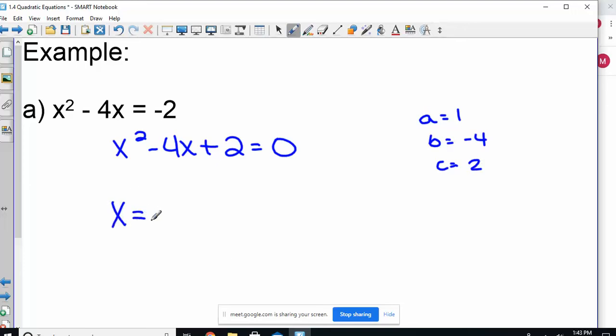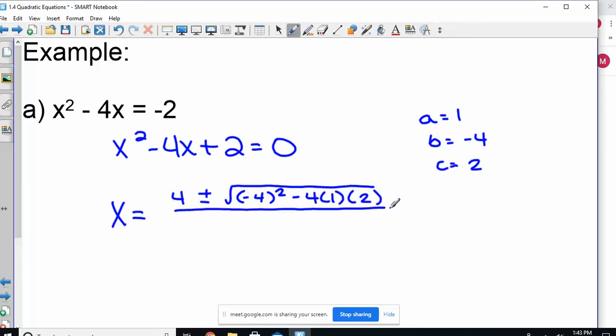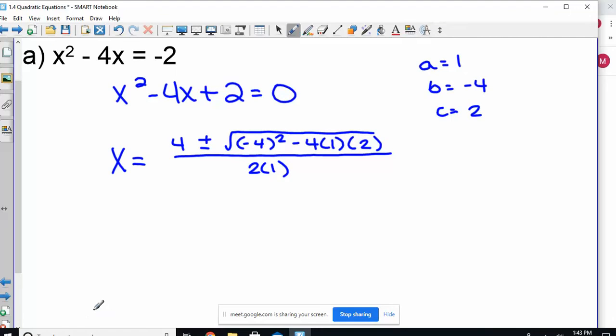So x equals the opposite of B. So B is -4, so the opposite of that would be 4. Plus or minus the square root of b squared minus 4ac, all over 2a. Okay, go ahead and simplify that.